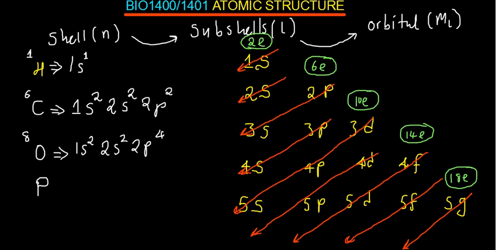So phosphorus has got 15 electrons. When you are filling up, remember you first fill lower energy. 1s with 2 electrons. From the 1s you're supposed to fill the 2s with 2 electrons.